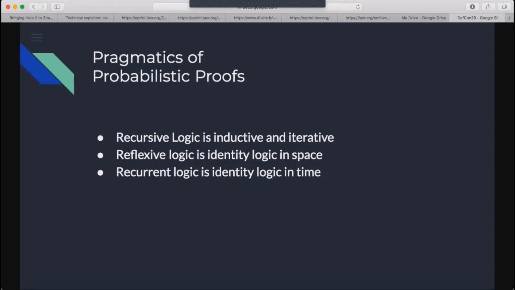And then we would like to propose two other sets of logic based on incrementally verifiable computation, which is another white paper published by an MIT researcher. So we would like to propose identity logic in space and time, along with the inductive and iterative logic of recursive proofs.